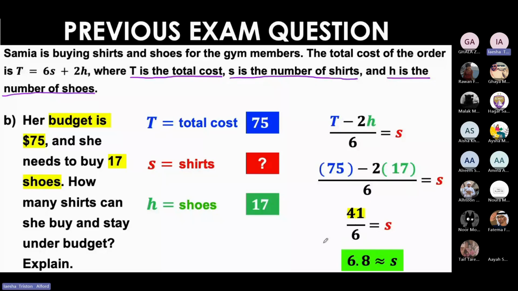Divide by 6. Okay, you're going to get 6.8. Now, can you go in your closet and get 6.8 shoes? No, you can't. 7 is too much. We have 6.8. So the number of, sorry, not shoes, shirts. The number of shirts is 6.8. And I typed it wrong still. It shouldn't be shoes. Should be shirts.